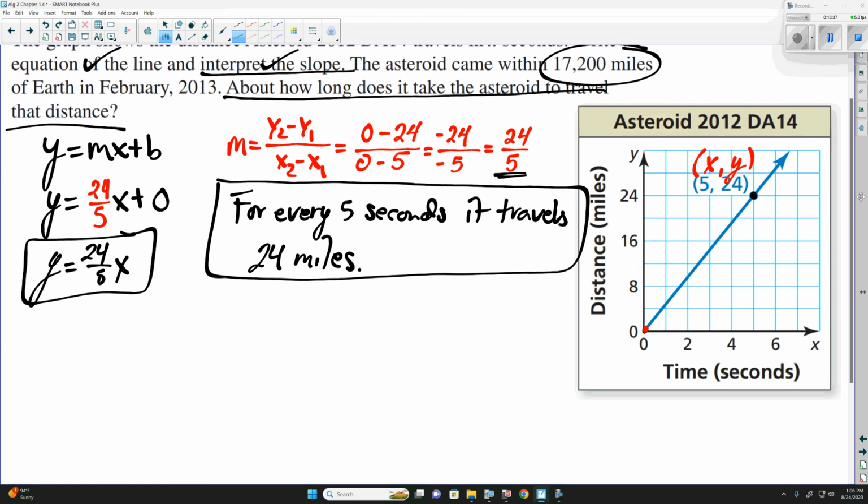So the 17,200, are we going to plug it in for x or y? It would be y, because y is our what? What have we defined y as? Distance. So we're saying y is distance, x is time. So we'll take this equation and plug in 17,200 miles, and we're going to solve for the value of x.